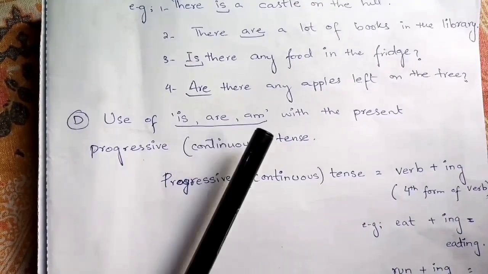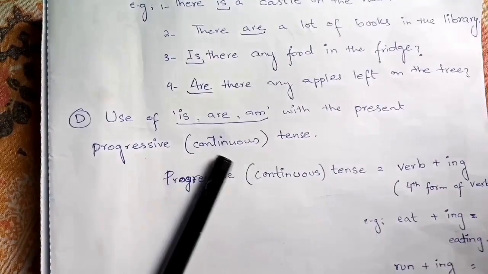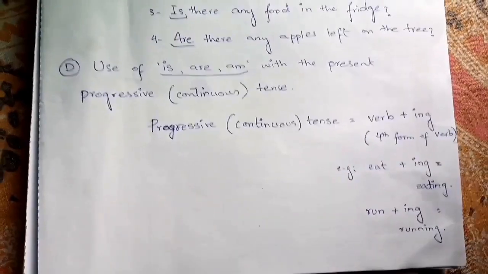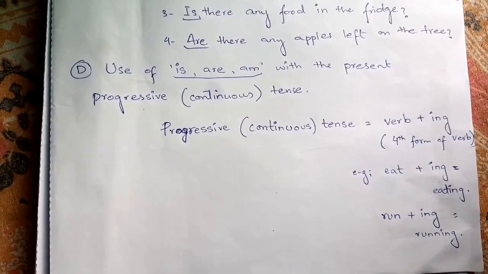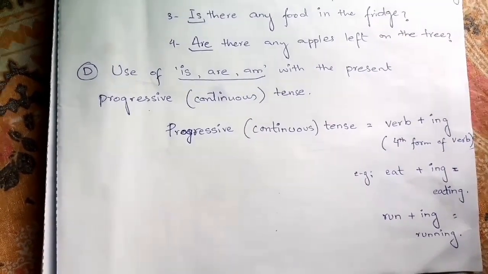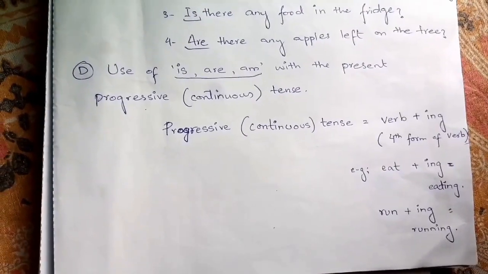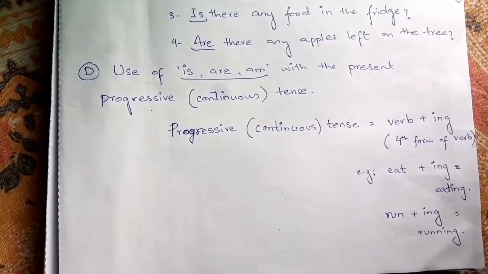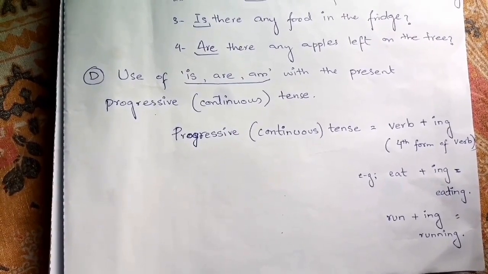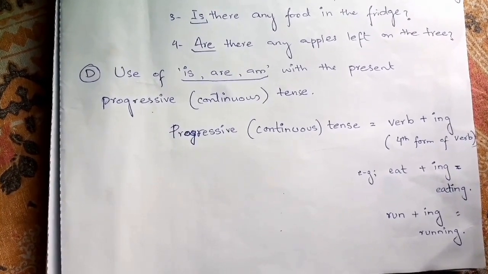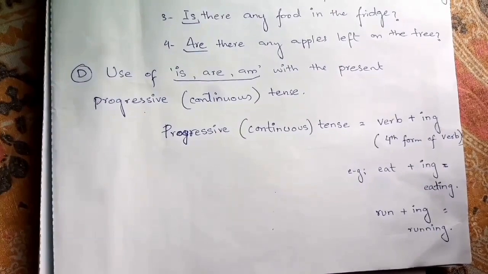You also have to use the words is, are, and am with the present progressive tense. Present progressive tense are also called as the continuous tense. So over here, a question emerges that if there is a sentence given to you, how you will recognize that this is a present progressive tense or this is a present continuous tense. If a sentence contains the supporting word is, are, am, then it means this is the present tense, whereas a verb contains ing, then that sentence will be the continuous tense.